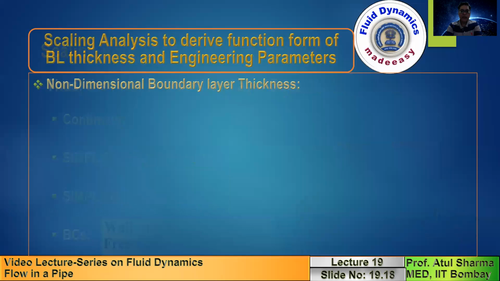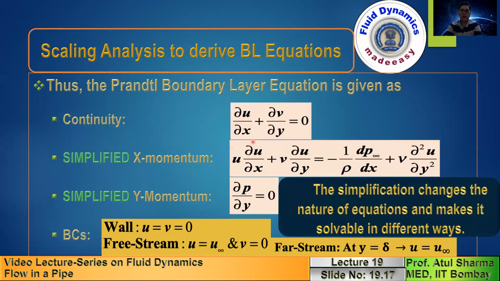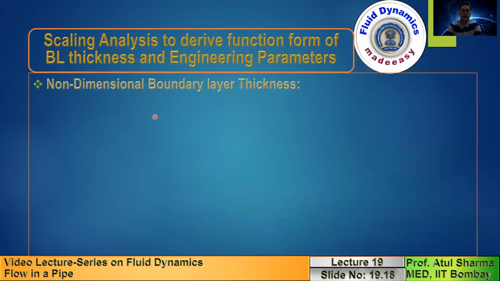So here I had shown you the Prandtl boundary layer equation, which is basically a simplified form of the Navier-Stokes equation, where by using scaling analysis, certain terms are negligible as compared to other terms. Now here I will show you, by scaling analysis, how we derive the functional form of the boundary layer thickness and engineering parameters such as wall shear stress.